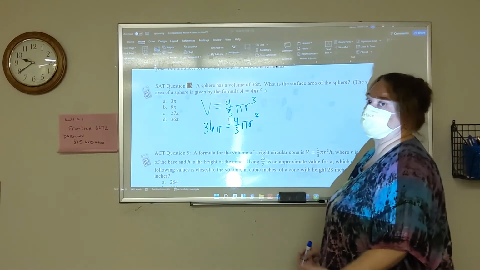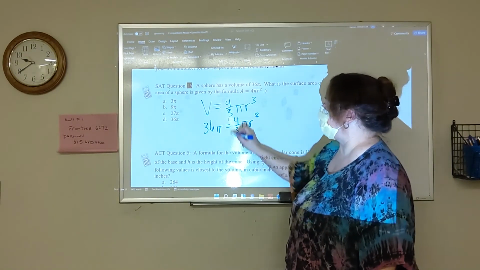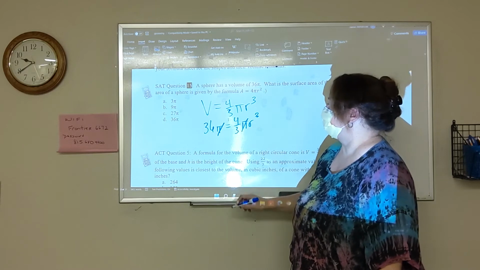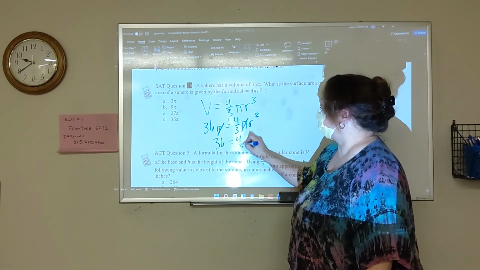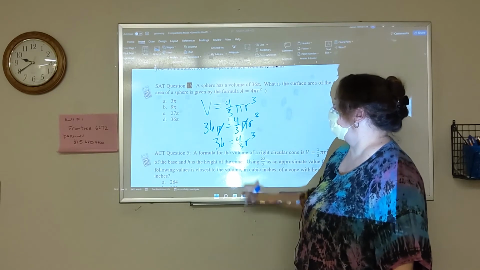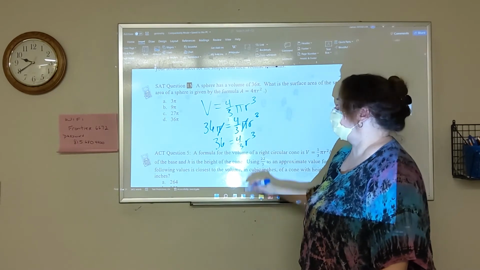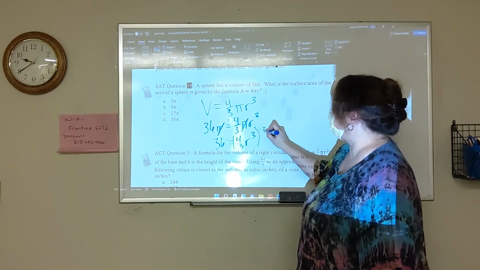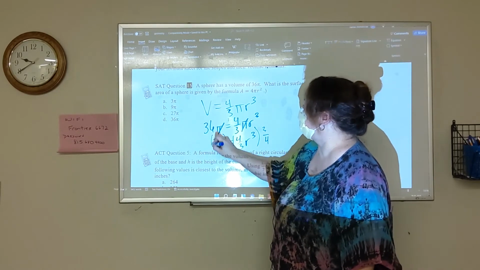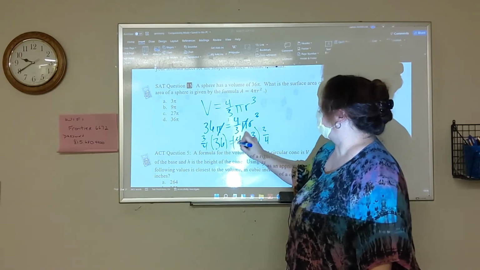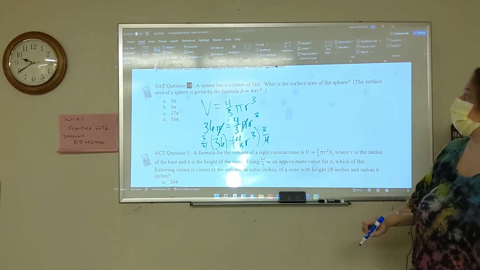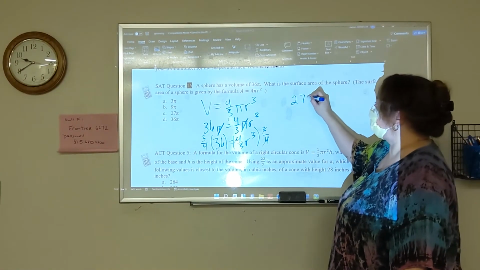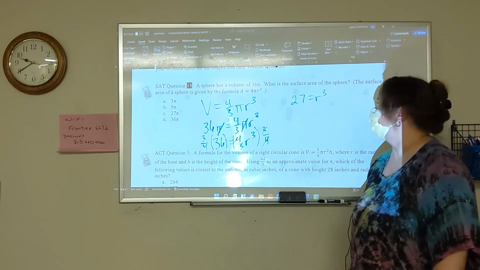So the first thing I'm going to do is get rid of those pi's. I can divide both sides by pi and just cancel it out. So I'm left with 36 equals 4/3 r cubed. Let's get rid of the fraction. So to get rid of the fraction, I'm going to multiply both sides by the reciprocal, which is 3/4. That'll nix my fraction. 36 times 3/4 is 27. So 27 equals r cubed.